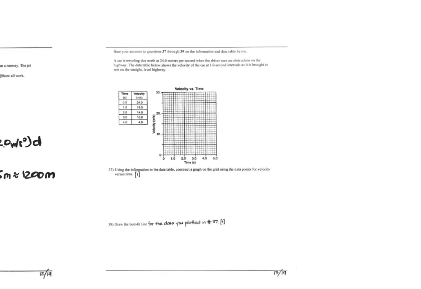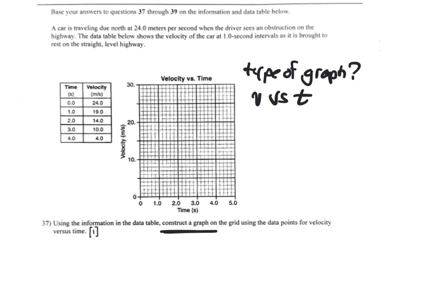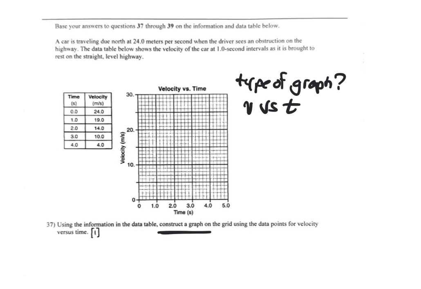All right. So we have a graph, and the first thing we determine when it comes to a graph is the type of graph, and that graph is going to be a V versus T graph. It says using information in the data table, construct a graph on the grid using the data points. Now, it's already scaled for you, so when they say construct a graph here, they mean they want you to plot.